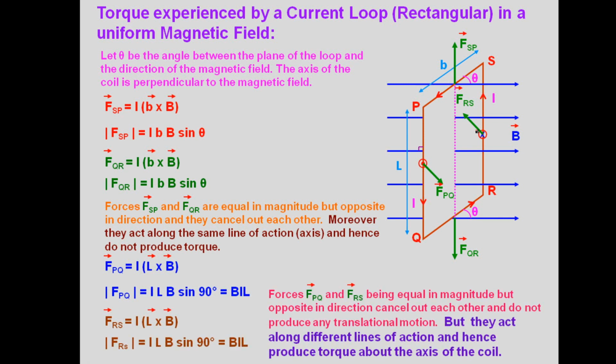Now these forces F_PQ and F_RS are also in opposite direction and equal magnitude, so they will cancel each other and do not produce any linear motion. They do not have a tendency to produce any linear or translational motion, but they are acting along different lines of action, so they have a tendency to exert torque on the coil. So the effect of these two forces, F_RS and F_PQ, is to produce torque. How? Let's discuss, moving to the next portion.